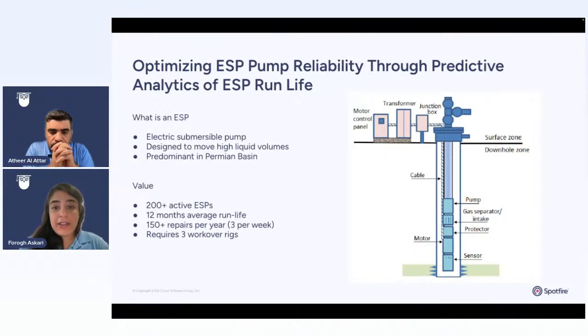Now, in this particular data set, in this particular use case, there are over 200 active ESPs that we're going to be looking at. These have about a 12-month average run life, and there are typically 150 plus repairs every single year. So this averages to 3 repairs per week, which of course requires quite a bit of resources, being on site and working through these failures.